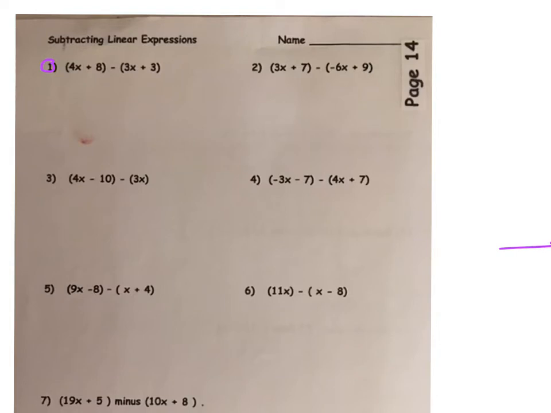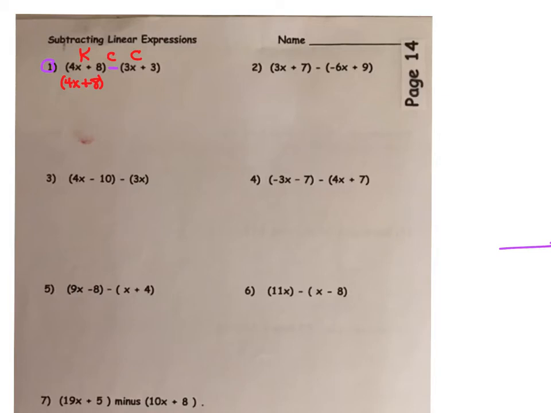4x plus 8 minus 3x plus 3. Well, we know we have a bit of work to do before we can subtract. We are going to keep, change, change, and rewrite this expression. We know that the first quantity, 4x plus 8, remains the same. We keep that just as is.